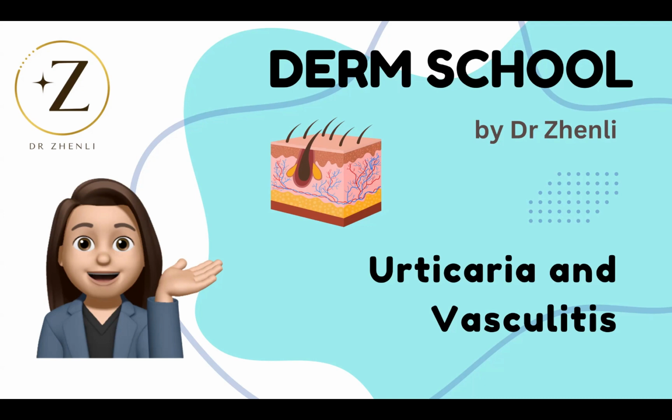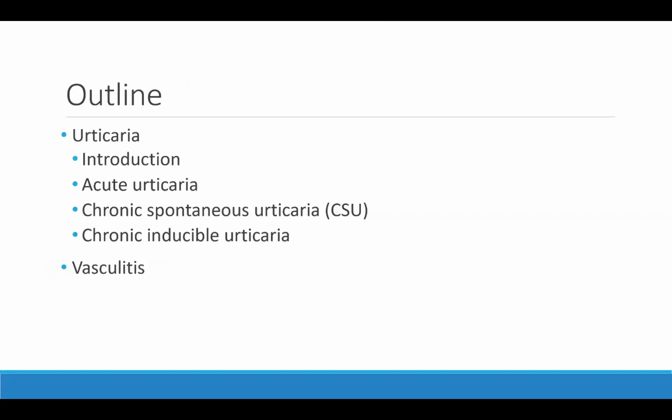Today we shall be looking at urticaria and vasculitis. This is the outline of what we're looking at today. For urticaria, besides an introduction, we will be covering a few entities, namely acute urticaria, chronic spontaneous urticaria or CSU, as well as chronic inducible urticaria. Next, we shall look at vasculitis.